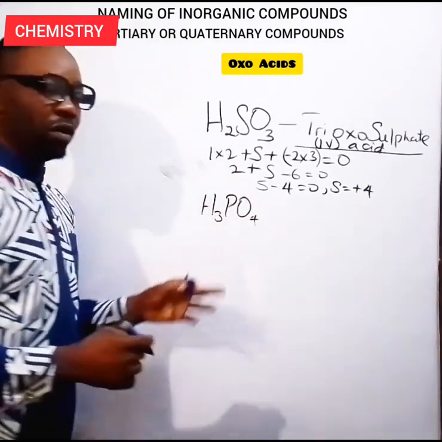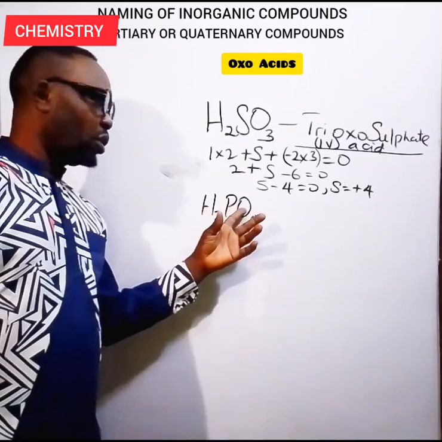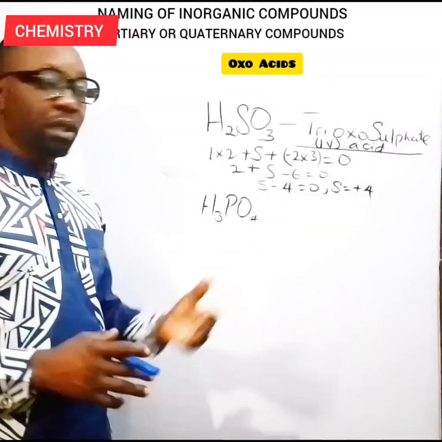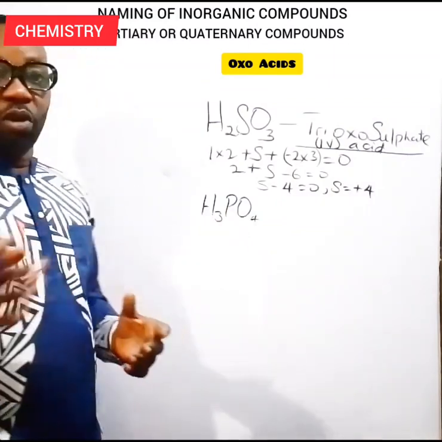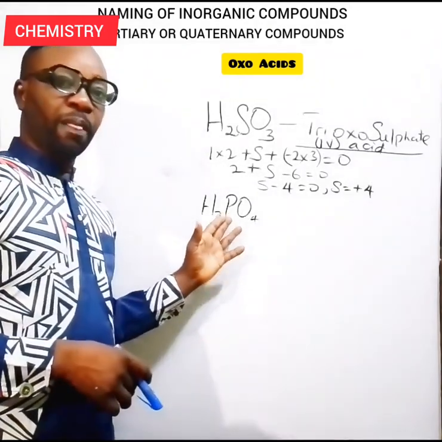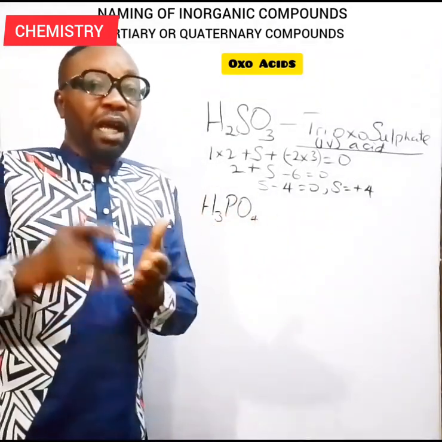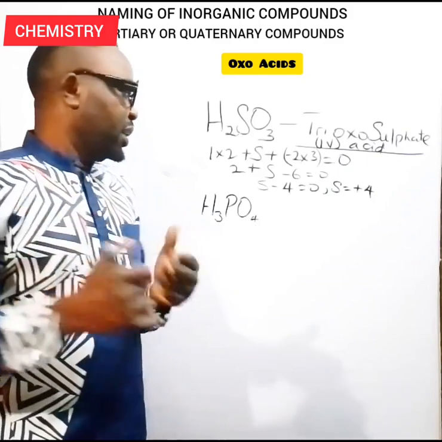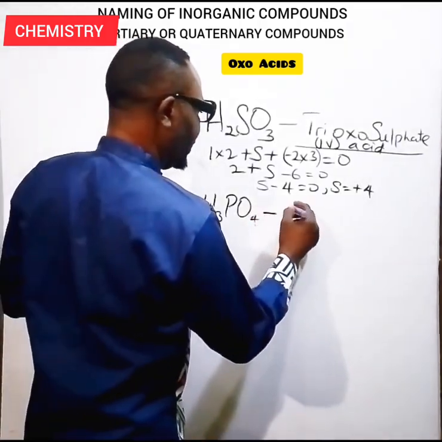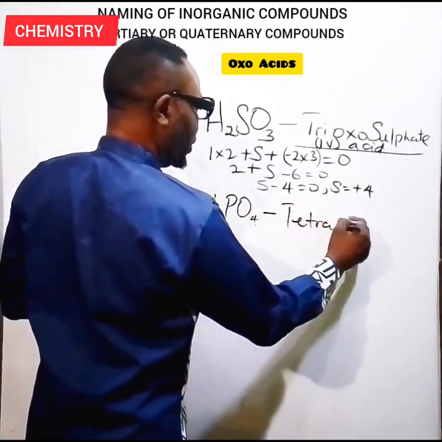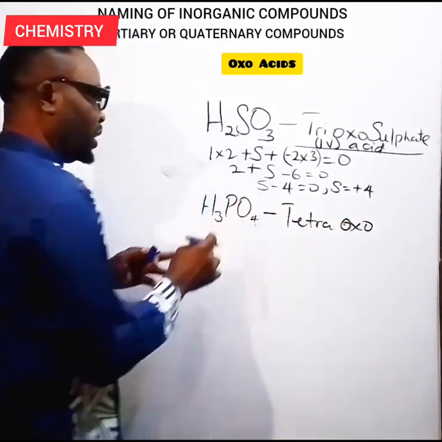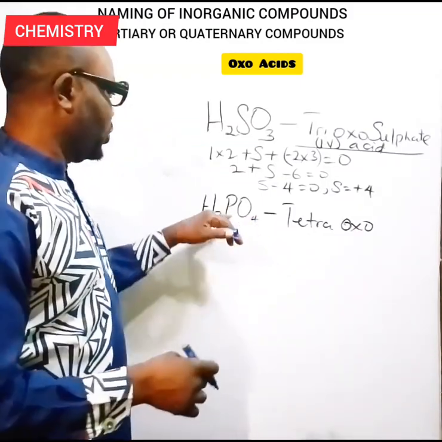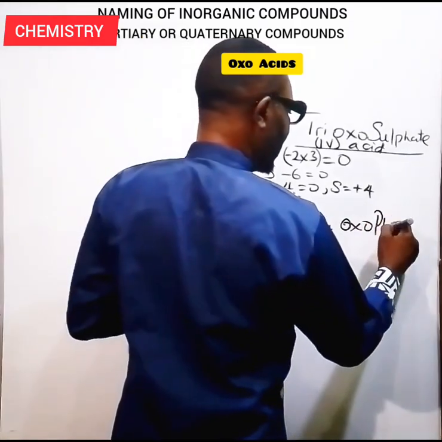Now, looking at this very well, you would agree with me that you have oxygen here and you have hydrogen here. So it is obvious that this kind of compound is an acid. The central atom we have here is phosphorus. Don't forget that the name will be changed and the particular element will end with ATE. So we are going to have this one to be tetraoxo. That is the number of oxygen that we have here. Tetraoxo. Then we have the central atom, which is phosphorus, to be now changed to what? Phosphate. Phosphate.